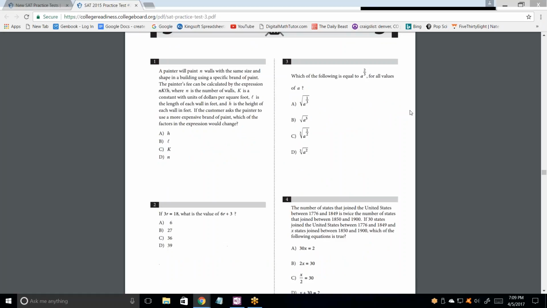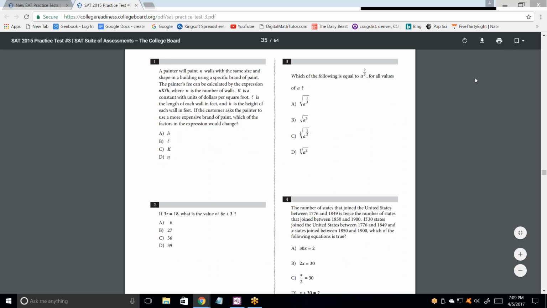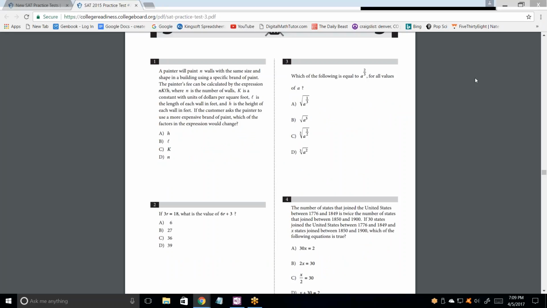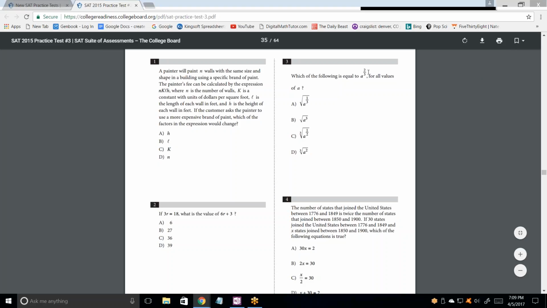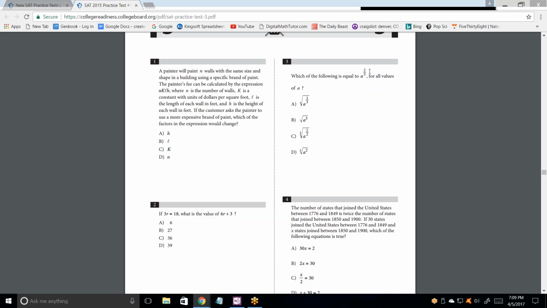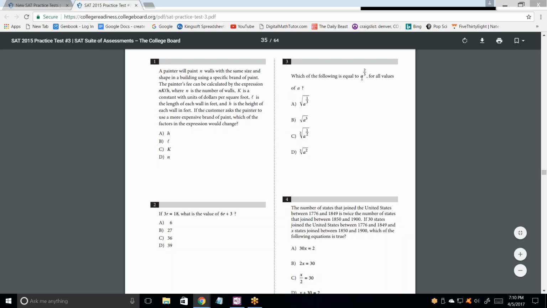Let's go back and do 3. Which is equal to A times the root of 3. Isn't it B, root of A to the 3rd? No. When you have a fractional exponent, the denominator is the root. The numerator is the exponent, the power. So we're looking for the cube root of A squared. So it's D, 3 to the 2nd. Okay, yeah. Sorry, I knew it was one of those 2, but I got them flipped around.